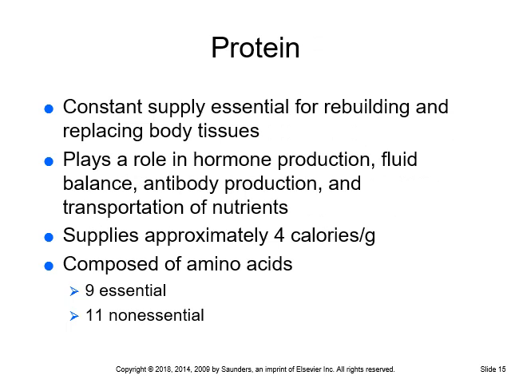A constant supply of protein is essential to meet the body's need to build and replace tissues and cells. During times of illness and after surgery, injuries, burns, or blood loss, more protein is required to help rebuild cells and tissues.